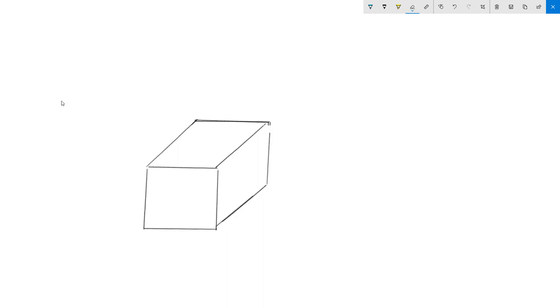Oh, I gotta go back here and grab my pencil. This is 5 units. This is 5 units, and believe it or not, this is 5 units. This is called a cavalier.